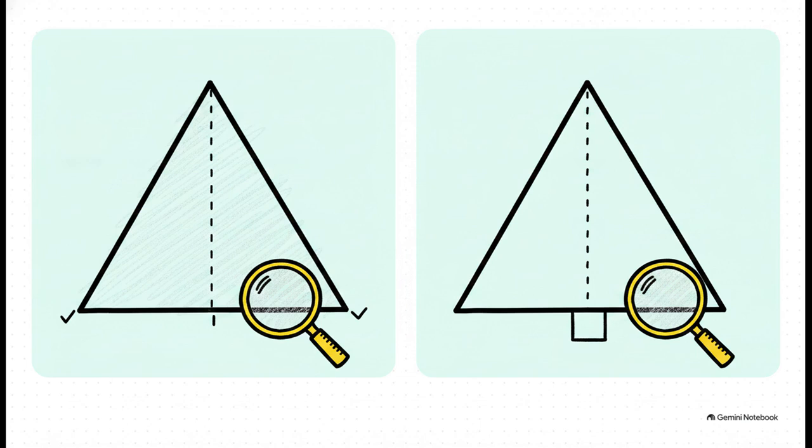Medians connect a vertex to the exact midpoint of the opposite side, splitting the base perfectly in half. Altitudes, on the other hand, connect a vertex perpendicularly to the opposite side, creating a right angle. Listen, just because a line is drawn straight down from a vertex does not automatically make it an altitude, unless it forms that 90-degree angle. So always be on the lookout for the right angle symbol or those midpoint tick marks.